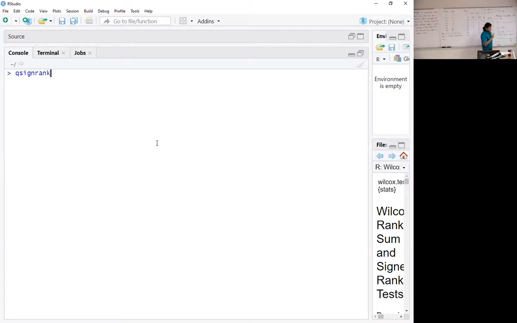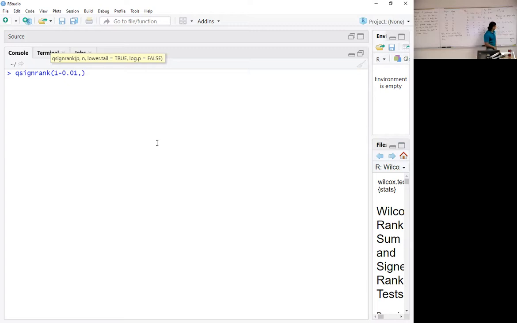I said that when it comes to qsignrank, we always enter the area below the critical value. This is a right tail test, and alpha is 0.01. And if alpha is 0.01, which is the area above, how do we find the area below? Its complement, which is 1 minus the alpha that we have. So 1 minus 0.01.